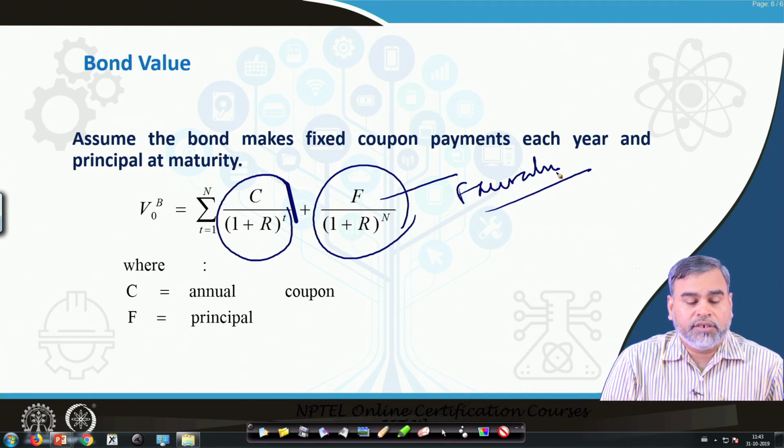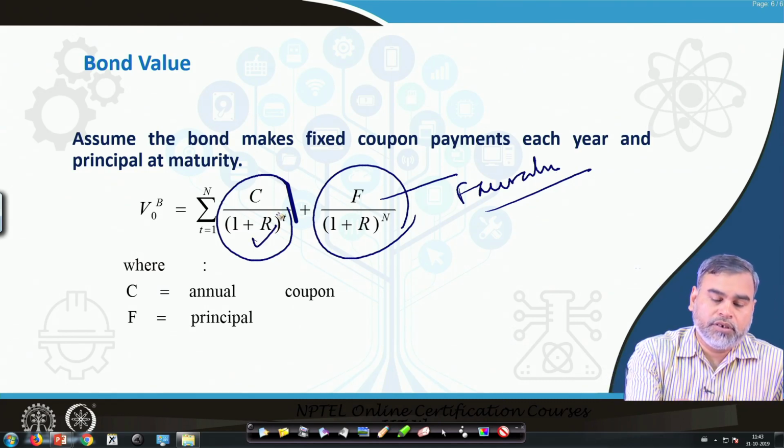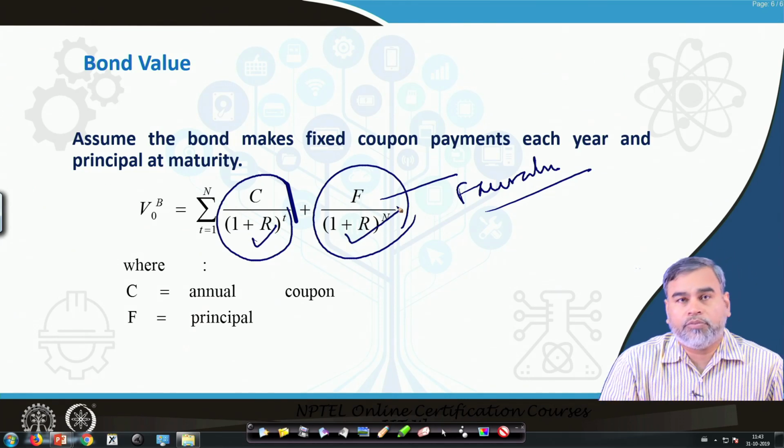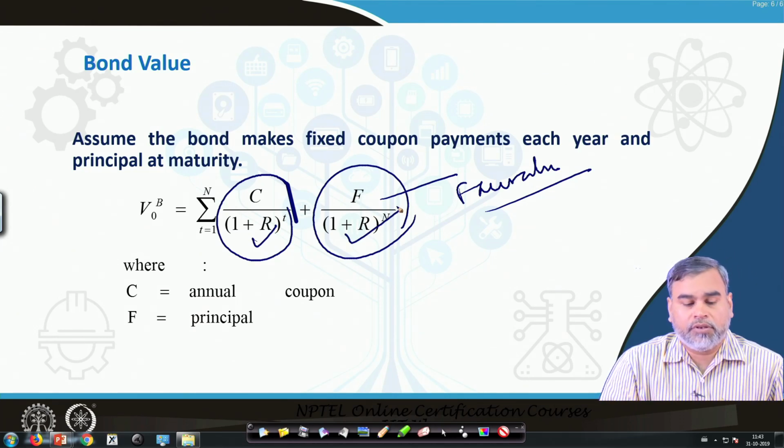So, it is the summation from t = 1 to n, where n is the maturity period, of C/(1+r)^t, plus F/(1+r)^n. There are two components here, whereas in the equity case we have only the first component, but in the bond case we have two components. You have to keep that in mind.